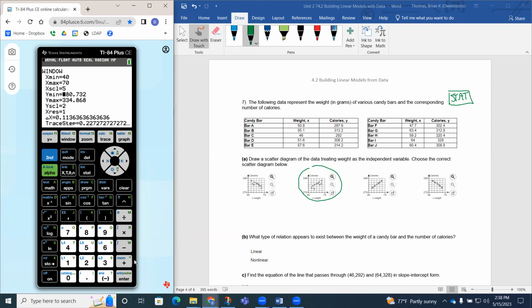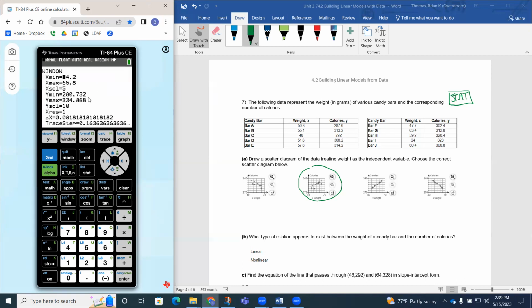The Y-min was 270. The Y-max was 340. And that scale looks like 280, 290, 300, so it's going by 10s. So if I hit graph now, it probably looks more like what they have if I get my scales tighter. But again, if you don't want to get real precise, if you hit the zoom and number 9, it'll create a scale that will be good enough for us.